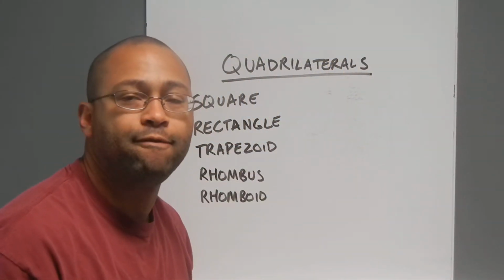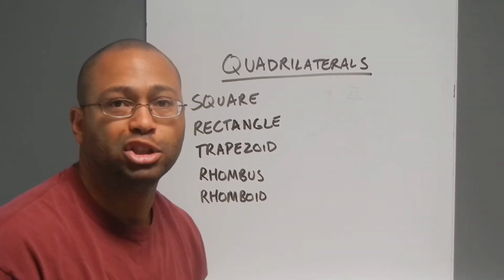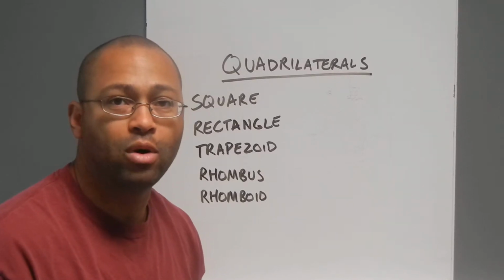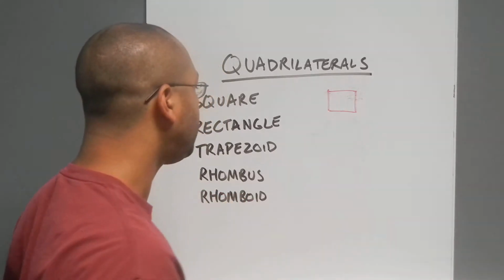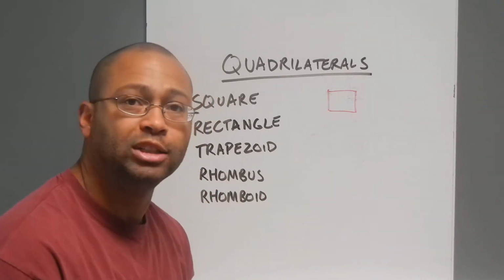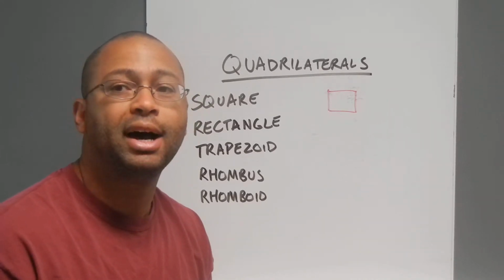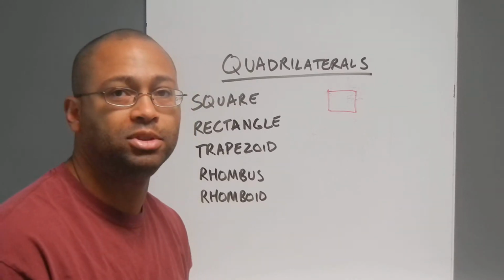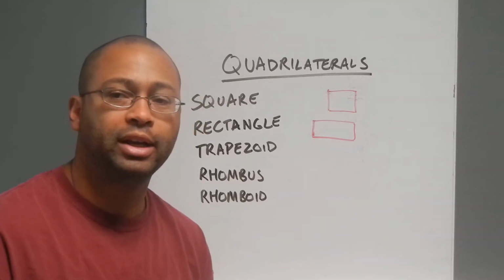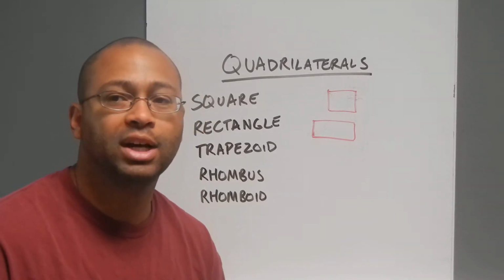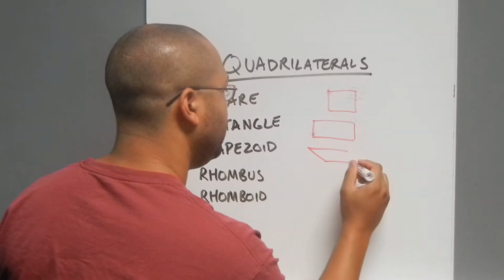Quadrilaterals are basically objects that have four sides. The most basic one that you know about is a square. A square has four equal sides and four 90-degree angles. A rectangle also has 4 sides and 4 90-degree angles, but only opposite sides are equal when it comes to a rectangle. And a trapezoid doesn't have 90-degree angles, but it does have 2 sides that are parallel. So a trapezoid would be something like that.